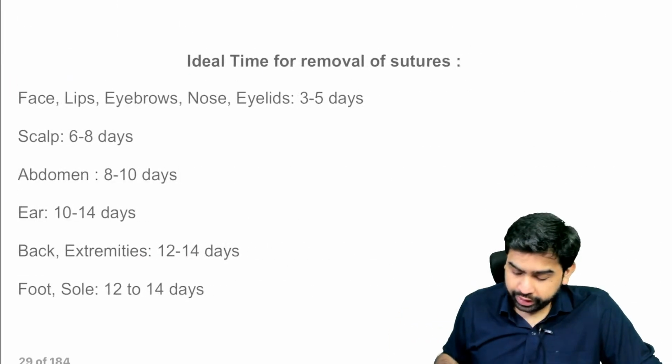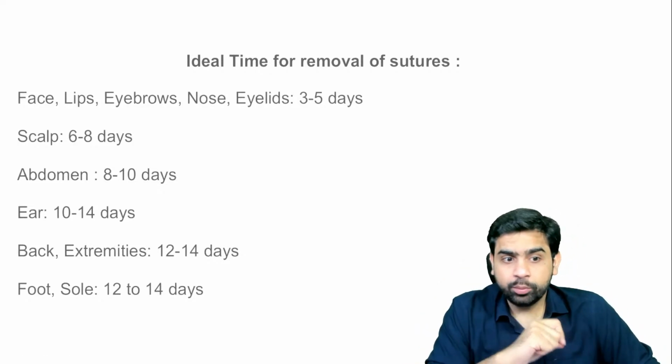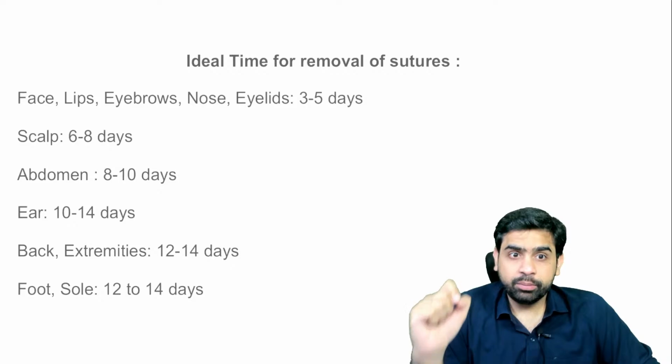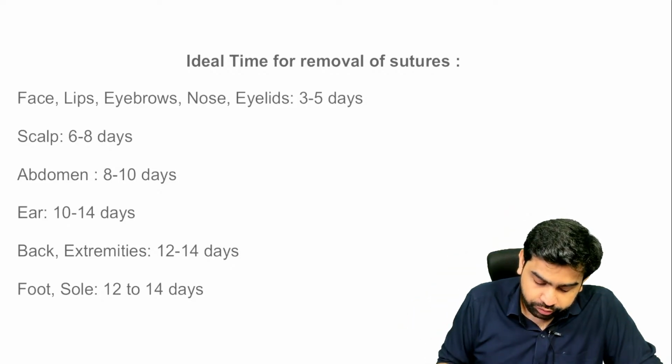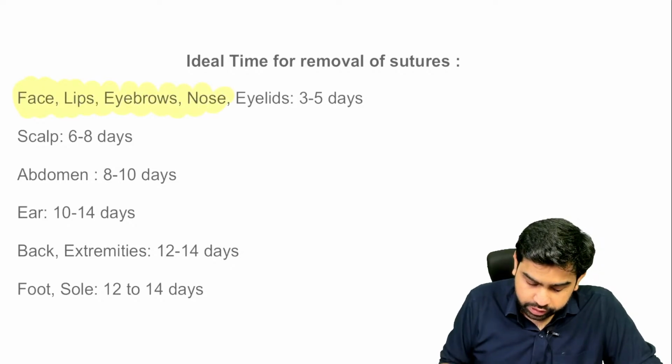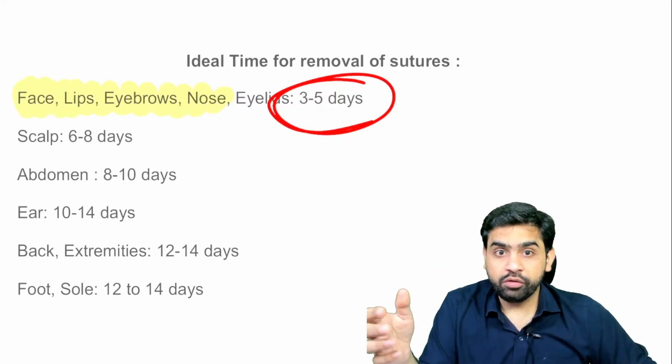Very important. Okay, right. Now, ideal time for the removal of the suture. What is an ideal time for the removal of the suture? So the ideal time for removal of the suture in the face is around 3 to 5 days. Please try to understand, in the face, the lips and the eyebrows, all these places, the ideal time for removal of the sutures is around 3 to 5 days. I hope you've understood this point, guys.